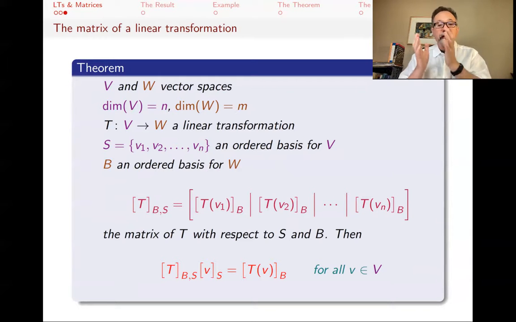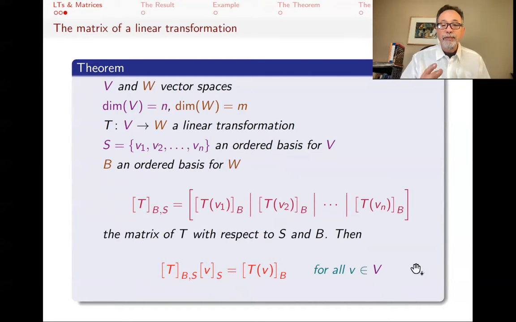If someone gives you a V and says, where does T send this? You say, okay, well, take V, find its coordinate vector with respect to the basis S, then you have a column vector. Take that column vector and multiply it by this matrix, you'll get another column vector. And that column vector is not quite T of V, but very close. It's the coordinates of T of V with respect to B. And this works for every element V in V.